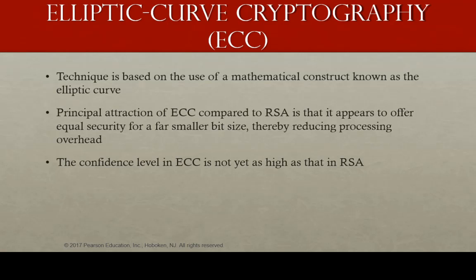On the other hand, although the theory of ECC has been around for some time, it is only recently that products have begun to appear and that there has been sustained cryptanalytic interest in probing for weaknesses. Thus, the confidence level in ECC is not yet as high as that in RSA. ECC is fundamentally more difficult to explain than either RSA or Diffie-Hellman, and a full mathematical description is beyond the scope of this book. The technique is based on the use of a mathematical construct known as the elliptic curve.